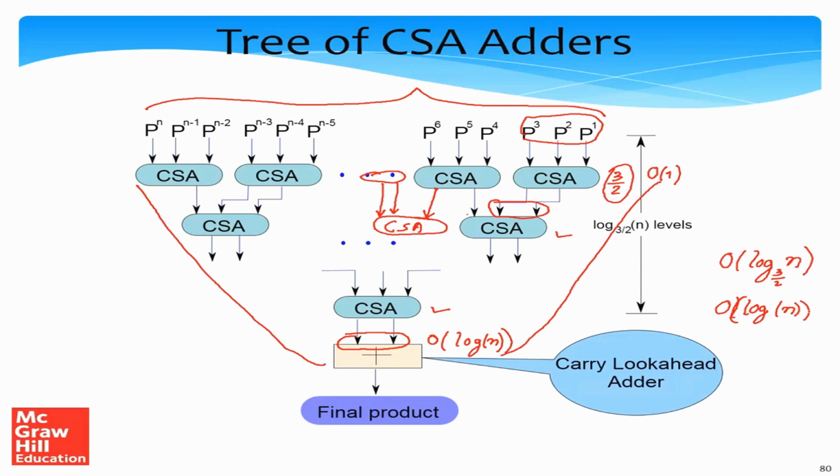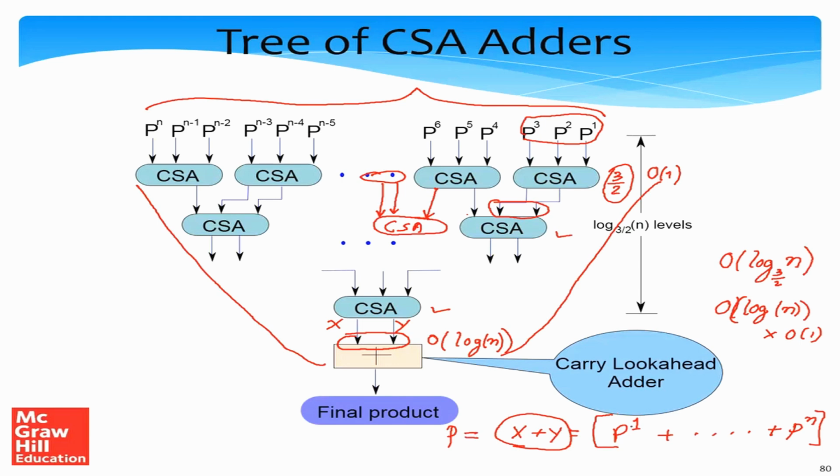So once we have order of log n levels and the time per level is order 1, the total time required to compute these two numbers, let's call them x and y. So here x plus y is the sum of all the partial sums. And the sum of all the partial sums is essentially the product, the result of the multiplication, so we are producing two numbers whose sum is the final product P.